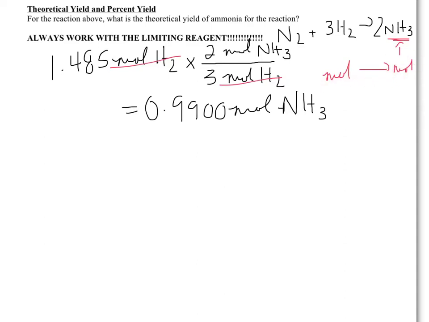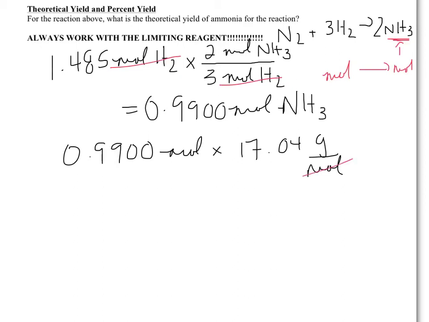So now in terms of our mole roadmap, we've converted from moles to moles. Now we've got to go from moles to mass. How do you go from moles to mass? Why, yes, you multiply by molar mass. So I take my 0.9900 mole and multiply by the molar mass of ammonia, which is 17.04 grams per mole. Our moles cross out, leaving us with 16.87 grams of NH3.